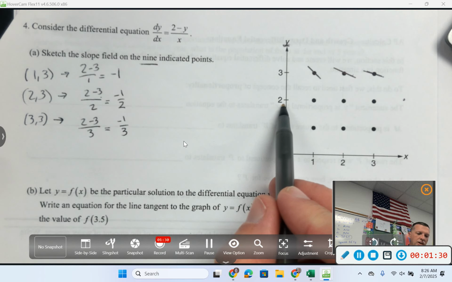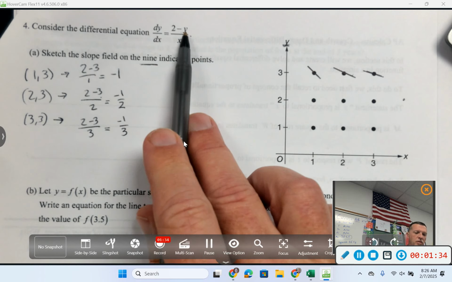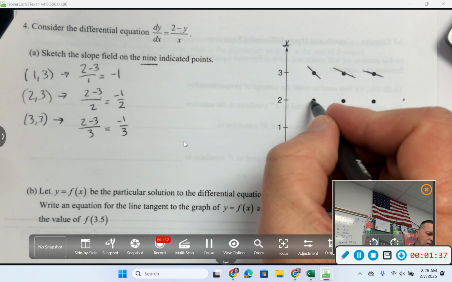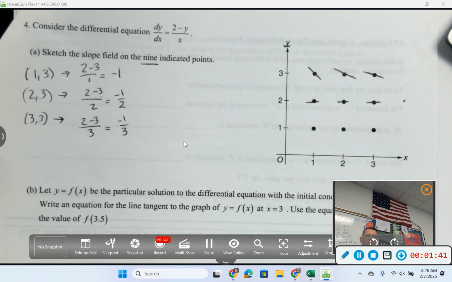What's going to happen at y equals 2? It's going to be a slope of 0. It doesn't matter what x is. So again, sometimes you hit an easy section where you don't really have to plug in everything. You recognize what's happening.